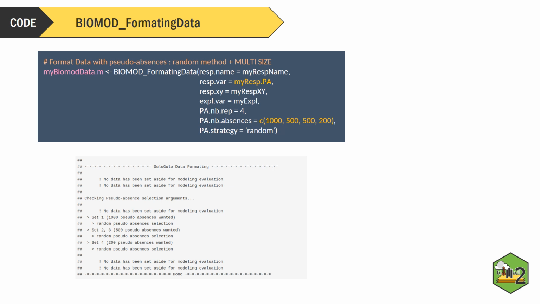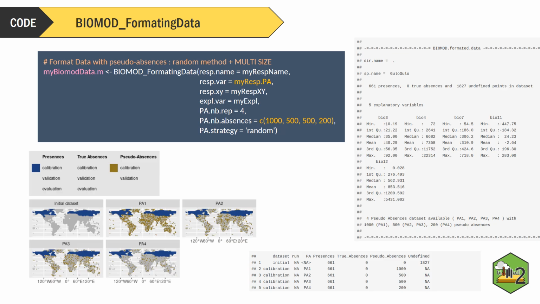Here, I want to build 4 pseudo-absence datasets, one with 1000 points, 2 with 500 points, and one with 200 points. You can see in the function print the different steps for each requested size. Once again, if you print your formatted data, on the right of the screen, you will see a bottom line specifying the size of your different pseudo-absence datasets. The summary function will also be of help, and the plot function allows you to see in one glance the difference between your datasets.